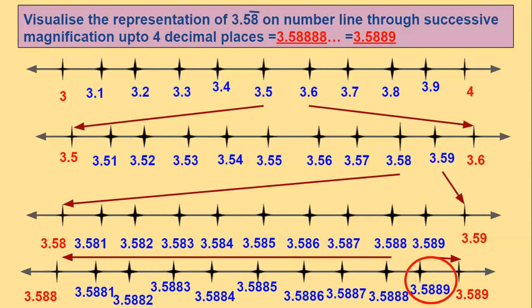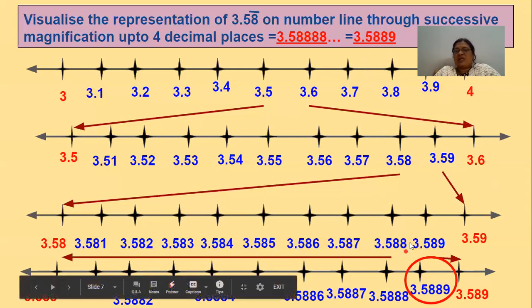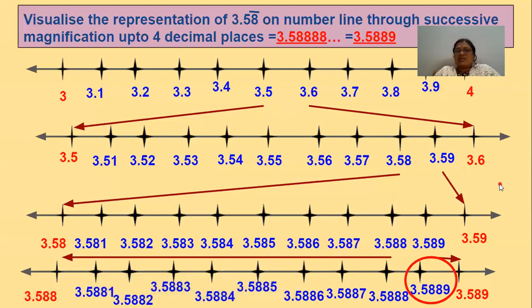Is it correct? Have we located the point or not? Yes, we have got it. So this is visualization, successive visualization. You can visualize a number like this: after the decimal point, there are 4 digits. So I have taken 4 lines as such, and I have magnified it and visualized the point on the number line. And this is about successive magnification.